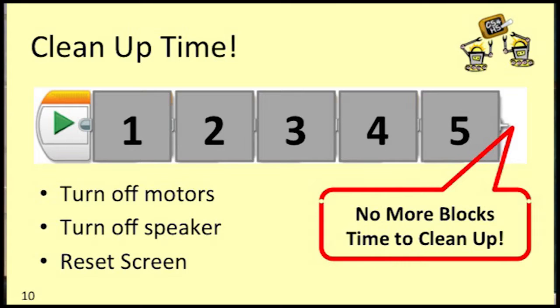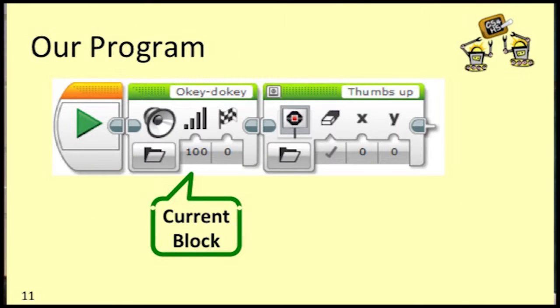Once it realizes that it has completed the execution of all the blocks, the EV3, being a polite and well-behaved piece of equipment, cleans up after itself. It turns off all power to the motors, turns off the speaker, and resets the display on its screen to let you know it's ready to run again. With this in mind, let's go back and look at our program.